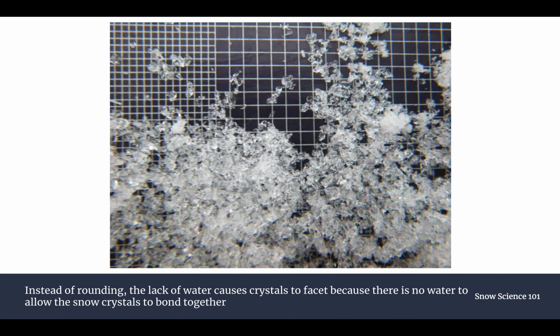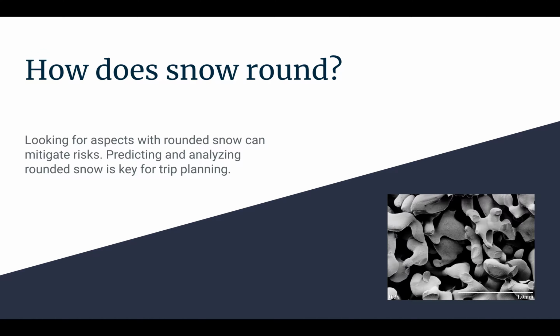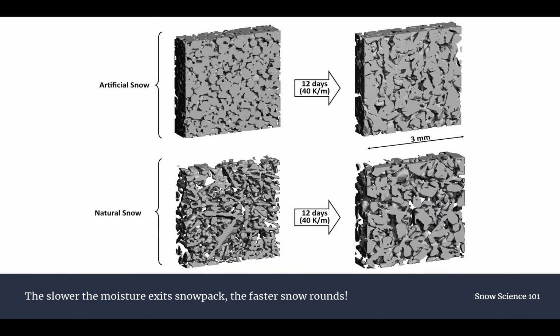So the lack of water causes the crystals to facet because there's no excess moisture that allows them to join together and become more consolidated. So how does snow round? Instead of faceting, this is basically the opposite process. So the slower the moisture exits the snowpack, the faster the snow rounds.